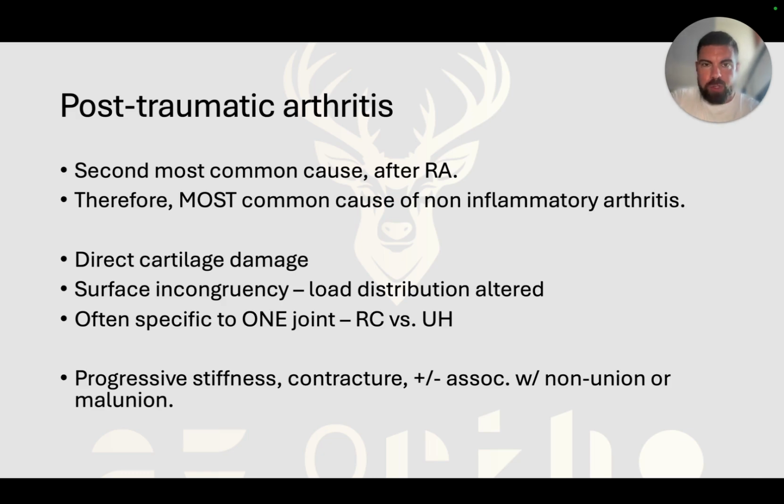The way patients will give you the history is they'll say that they have a bit of loss of range of movement and it's progressive. So progressive stiffness, contracture, and then plus or minus an association with a non-union or a malunion as you go on, but that will be dictated by you looking at the x-rays.